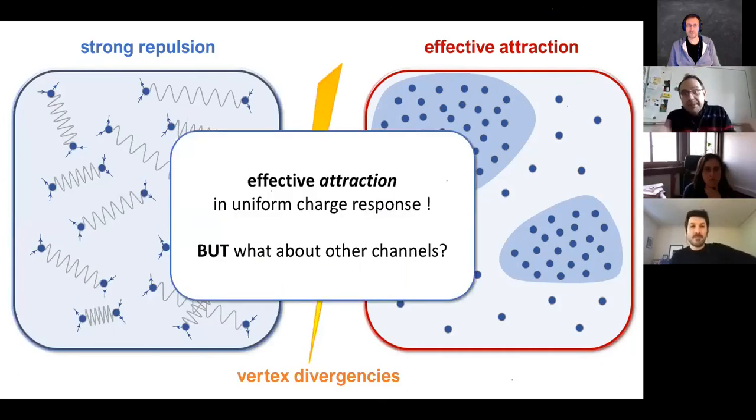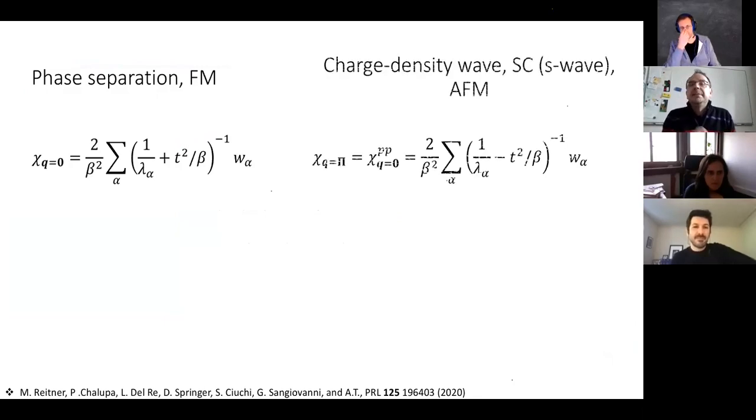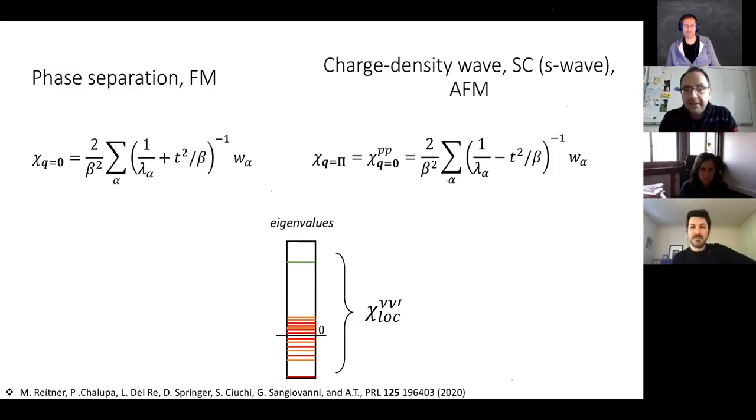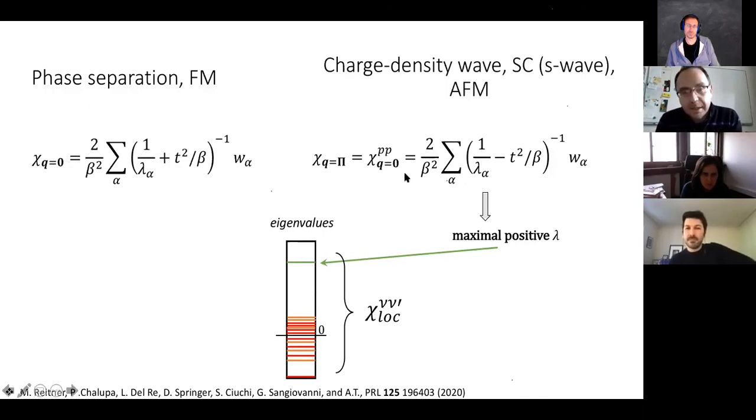And the question is, what happens in the other channels? Well, in the other channels, we have similar expressions. However, the difference at the level of the DMFT is that the sign between the local eigenvalues term and the constant is the opposite. For instance, in the case of a charge density wave, s-wave superconductivity or antiferromagnetism. And this leads to a very interesting observation. If we consider the local eigenvalues of our problem, then you can obtain a thermodynamic instability in the charge density wave, s-wave, or antiferromagnetic sector if the maximal positive eigenvalue becomes equal to the constant here. And this may happen even in a perturbative technique.